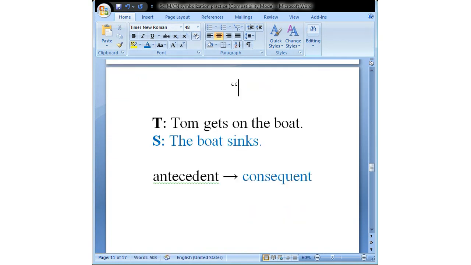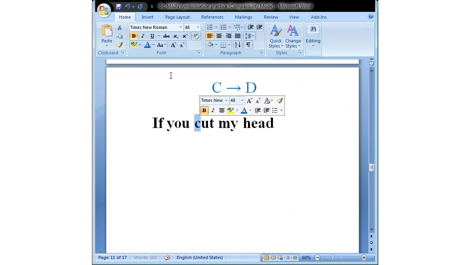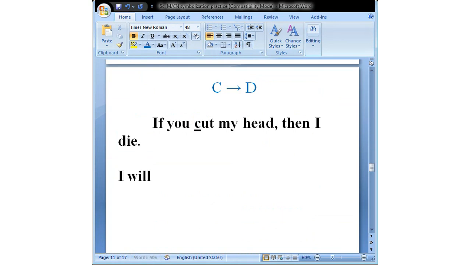So for instance, just to make this even more clear, if you cut my head off, then I die, right? So I think we can all agree that that's a true conditional. If you cut my head off, then I die. So if C, then D, right? You can say that different ways. I could say if you cut my head off, and here I'm putting the C first for cut, then I die. But I can also say, I will die if you cut my head off, right?